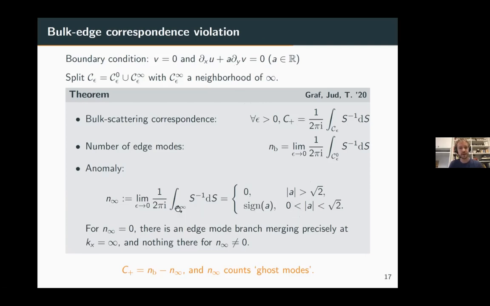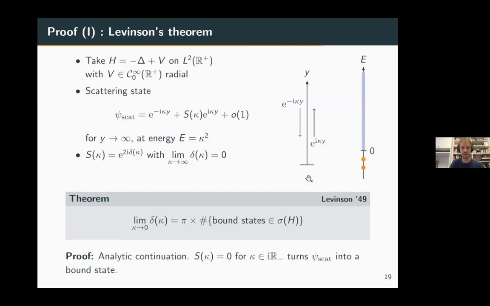And the second way it can be anomalous is that this N infinity can be non-zero, so it can be plus or minus 1 for A smaller than square root of 2, but without any edge mode branching at infinity. So in a sense, there is some anomaly at infinity that counts some edge modes that are not there. You can call them ghost modes. I think the theorem is a bit too big, so let me give you two examples to be much more precise.